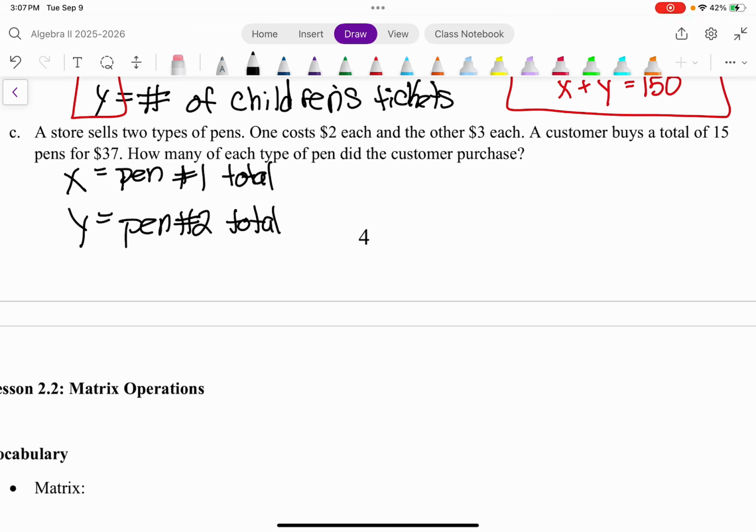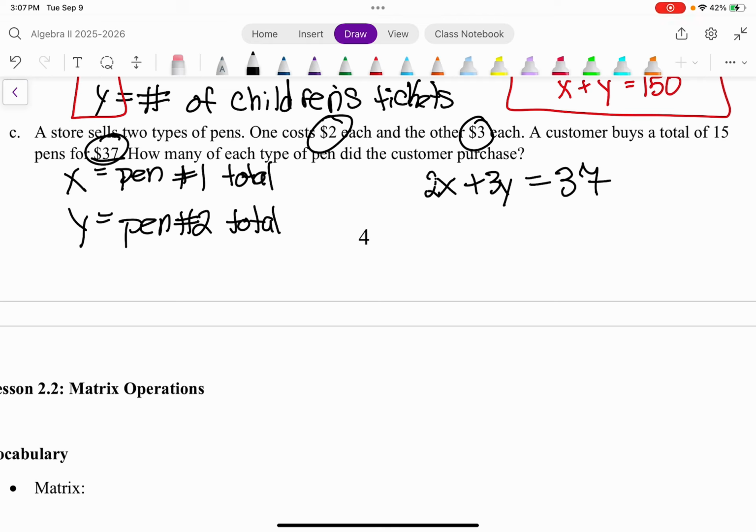All right. So we know one costs $2 and one of them costs $3. And they spent a total of $37. So pen number 1, I'm going to use that one being $2. So $2 times the number of pens, so it'd be 2x. And then plus the 3 times our second pen, 3y, equals, and we spent a total of $37. So it would be equal to that 37.